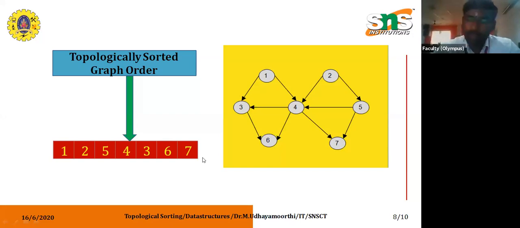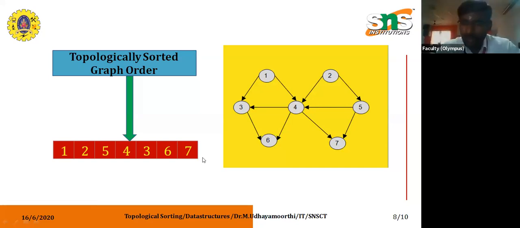And again, you remove the node which is already taken from the graph. Again, you check for the node which is having no incoming edges. Likewise, you repeat the same steps again and again. This is the concept of topological sorting.